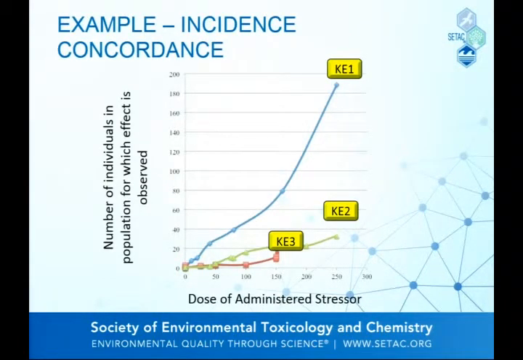Final example, just talking about incidence concordance. So again, this is a case where our y-axis is the number of individuals in a population that are responding to the treatment. So we have different doses here. What you see is for these 3 key events in the sequence, no matter what dose we're looking at, key event 1 is always occurring at a greater frequency or incidence in the population than key event 2, which in turn is occurring at greater incidence than key event 3. More of the population is responding.